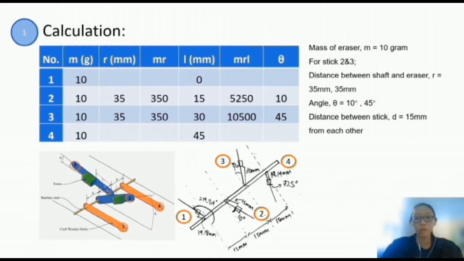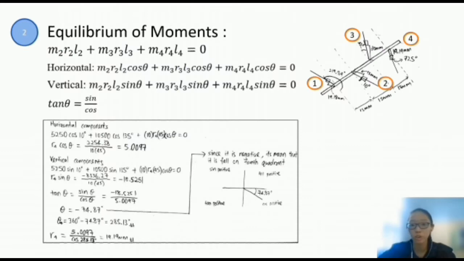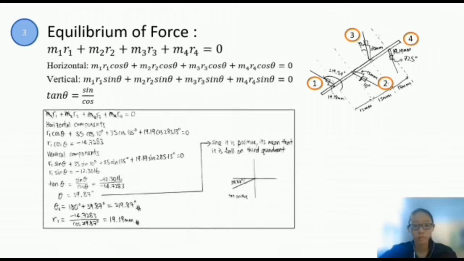Before doing the product, calculation is needed. Firstly, list out all the data given and draw the free body diagram. Let's take 1 as a reference. Find R and theta value for stick 4 by using the equation of equilibrium of moments. Both horizontal and vertical components are calculated to get cos and sine values, since tangent theta equals sine over cos. In this case, theta is negative. It falls in the 4th quadrant, so the actual value of theta 4 is 360 degrees minus theta 4 without the negative sign. Then R4 and theta 4 are found.